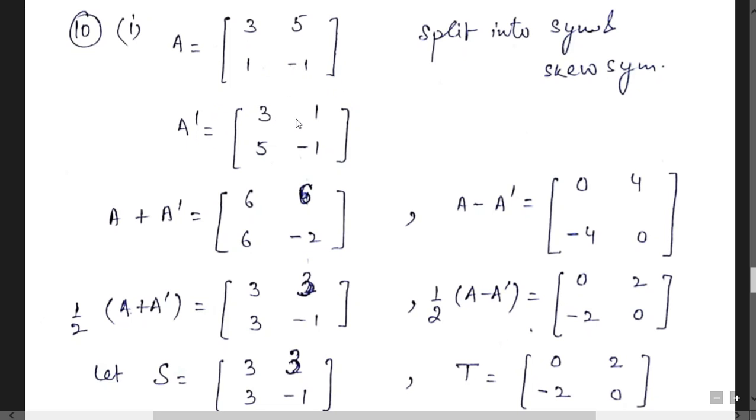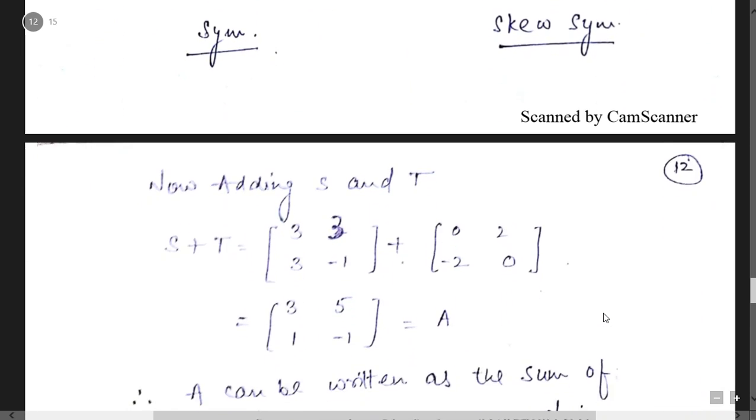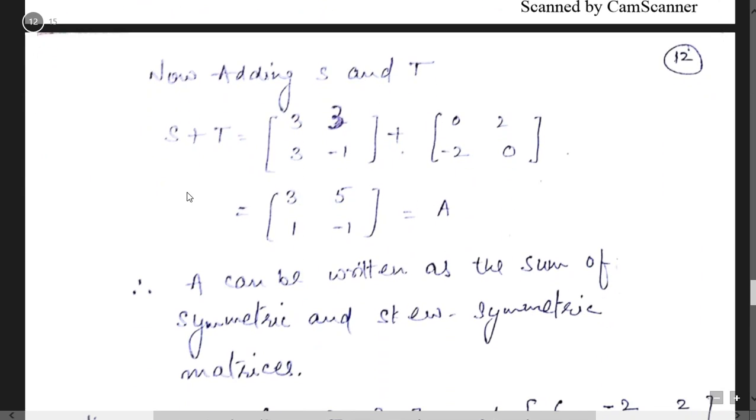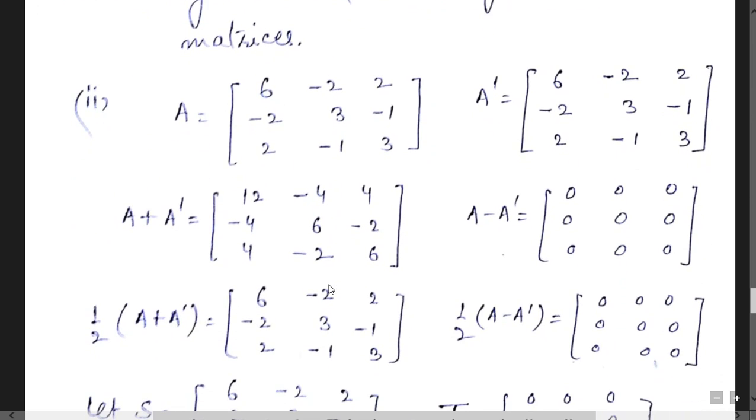First step is A transpose, then A plus A transpose and A minus A transpose. These values are there. Then divided by 2. First value is S, clearly it is symmetric, and second is T, it's skew-symmetric. Now add both the items S and T, you will get the original value A. It means A can be written as the sum of symmetric and skew-symmetric matrices.